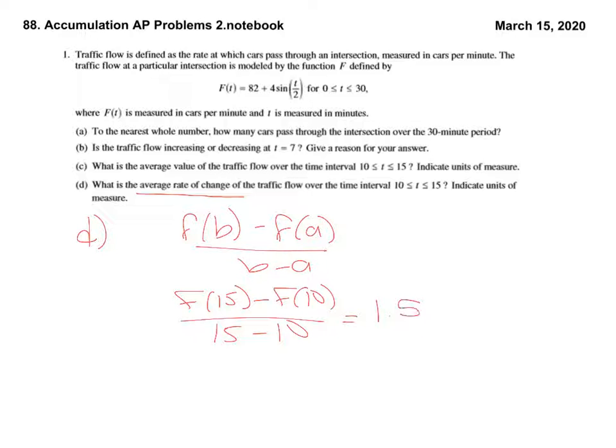I got 1.518. Now, the top, f of 10 and f of 15, is cars per minute. And then the bottom is minutes. So this is cars per minute, and you can leave it like that, or it's really just cars per minute squared. It's basically the acceleration. Okay. And that's it. The answers.